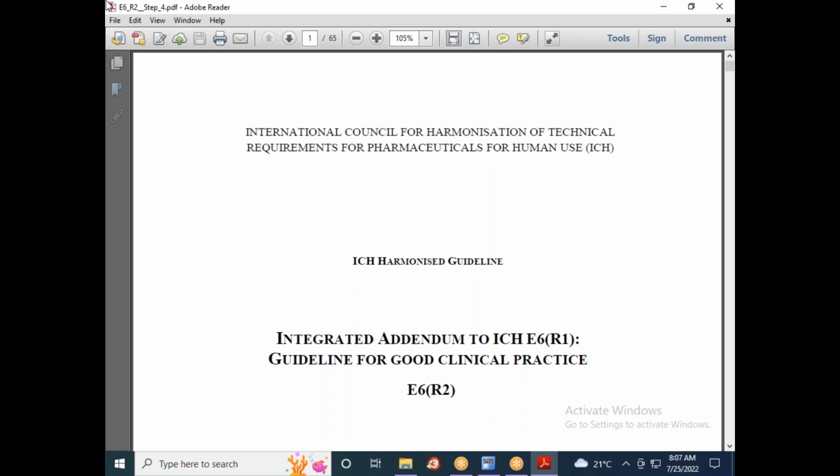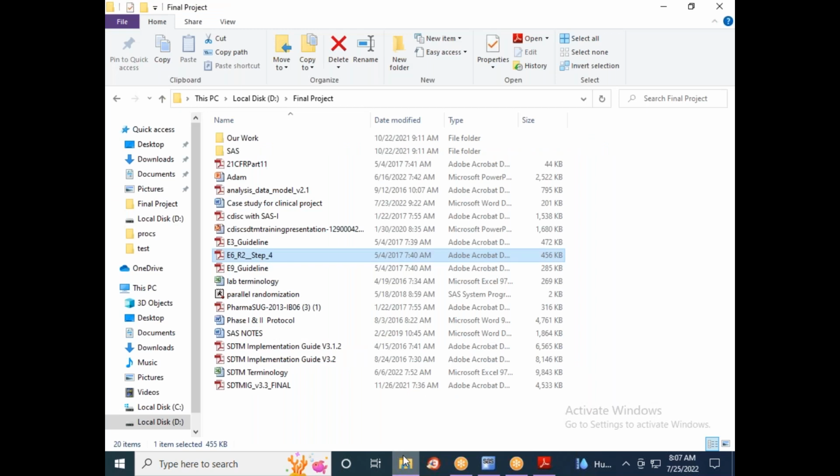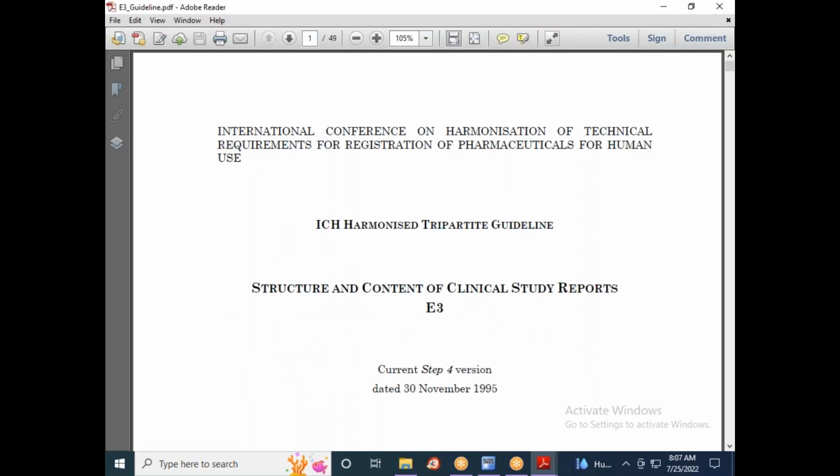ICH GCP E6. ICH stands for International Council for Harmonization, and GCP stands for Good Clinical Practice. Next one, ICH E3. So E3 is the structure and content of the clinical study report.